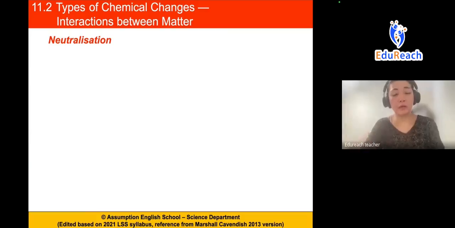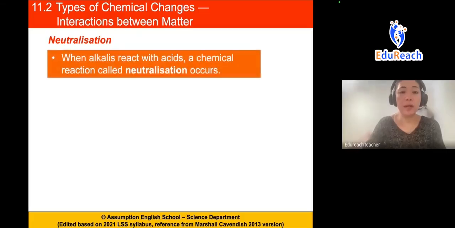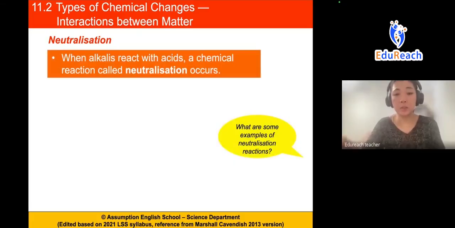Okay, so the third kind of reaction is specifically called neutralization. The other two, acid and metal and acid and carbonate, are not neutralization. Neutralization is only for this one, when alkalis react with acids. This is the specific name for this kind of reaction.